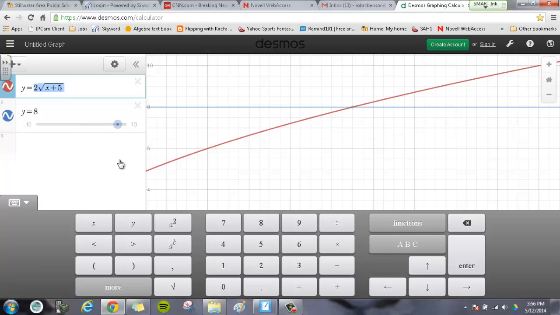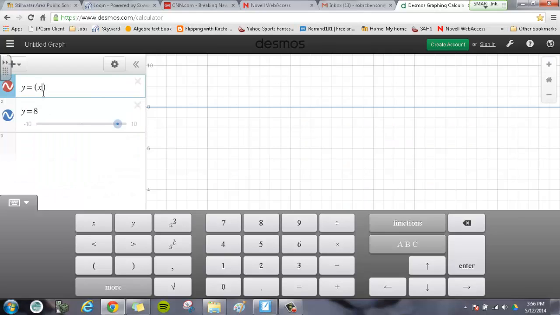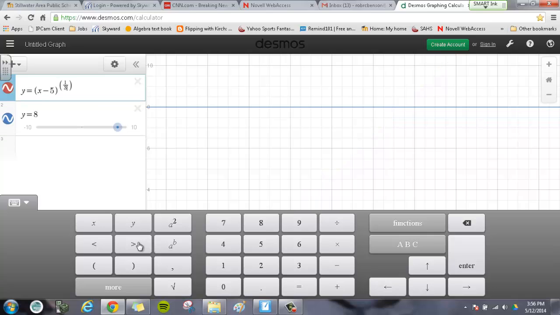So we got the third root. Oh gosh, is there a third root on here? There isn't, but remember the shortcut to figure that out. Third root is something to the 1/3 power, so we can put that in instead. So we'll do the third root of x minus 5, and then we're going to raise that. Where's the raise? It's a little caret thing above the 6. Raise that to the 1/3 power. That's third root. So it's got that graphed.